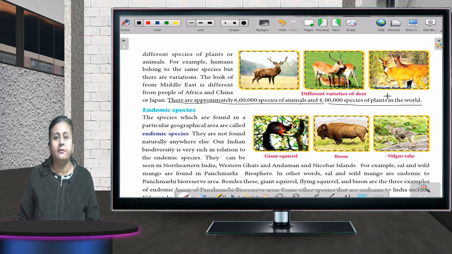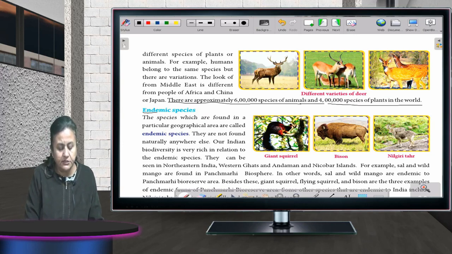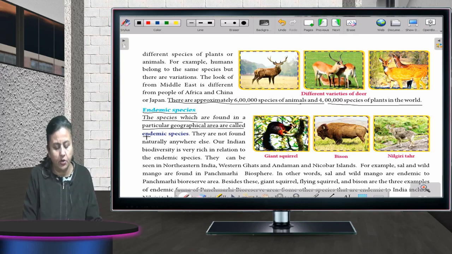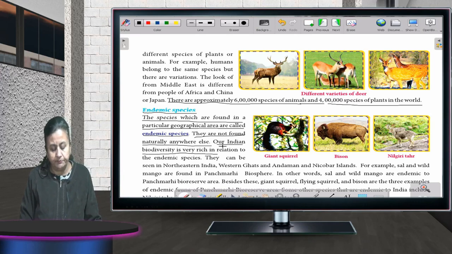First is endemic species. The species which are found in a particular geographical area are called endemic species. Fine? They are found in a particular geographical area only. They are not found naturally anywhere else. Indian biodiversity is very rich in relation to the endemic species. Fine? Now, moving to the next one.